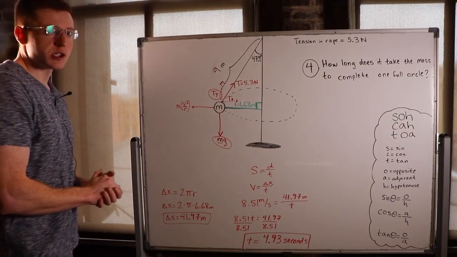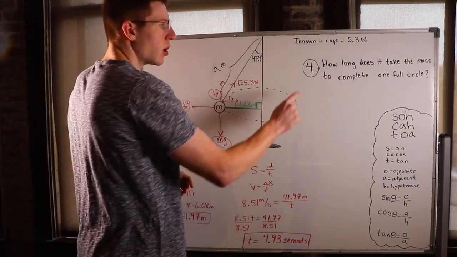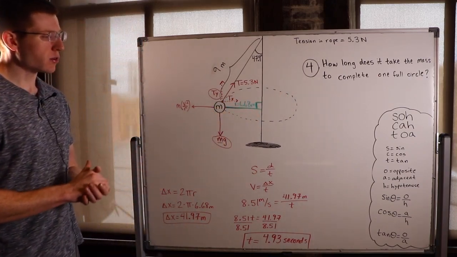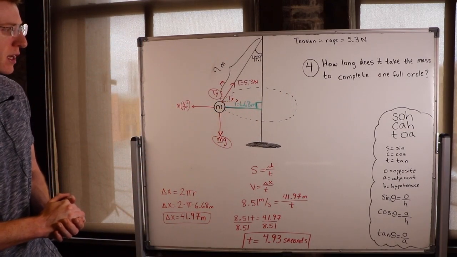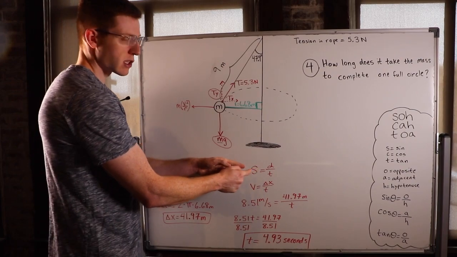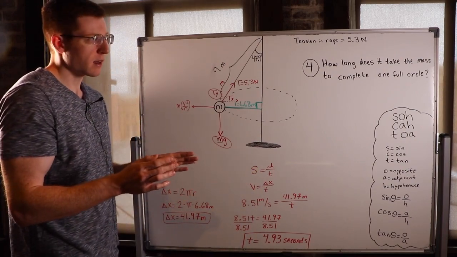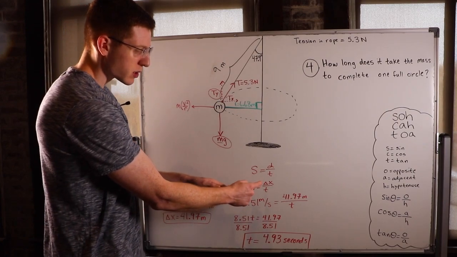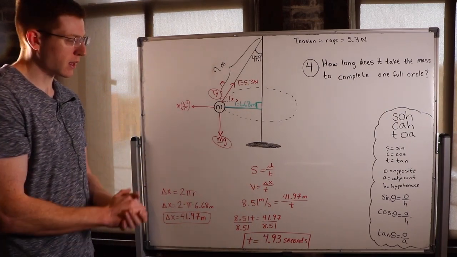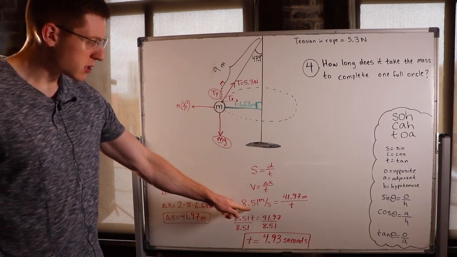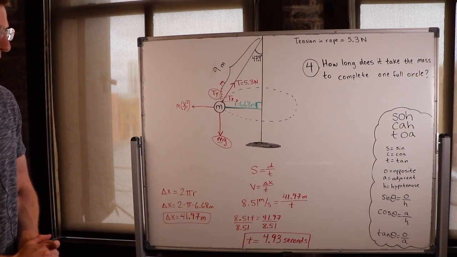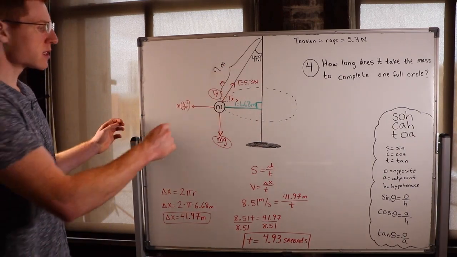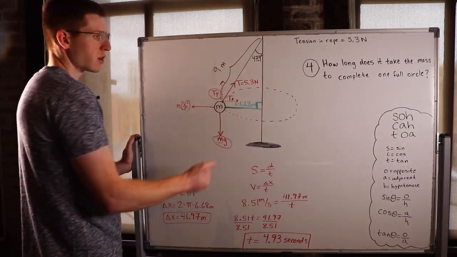All right, the last question about this problem I want to ask is, how long does it take this mass to complete one full circle? So the basic idea here that you want to use is that speed equals distance over time. You know, we're all familiar with that, and the fancy physics version of that is that velocity equals delta x over time. So we have velocity, right? We just found that, 8.51 meters per second. But we need to know delta x. In other words, how far is the distance of one complete circle?